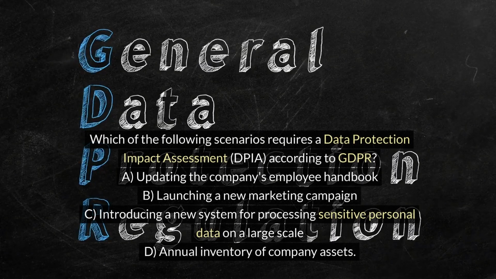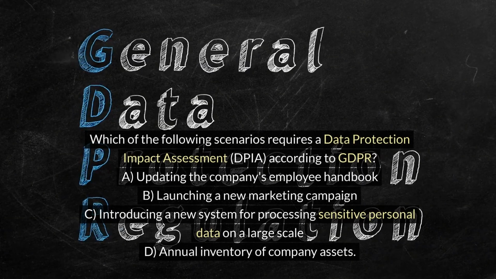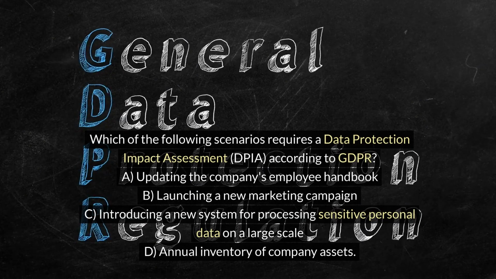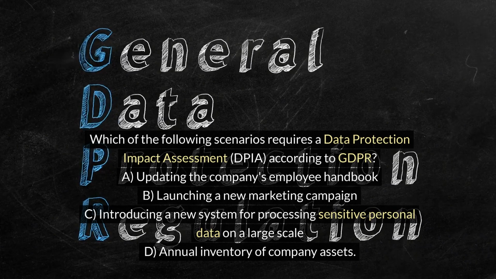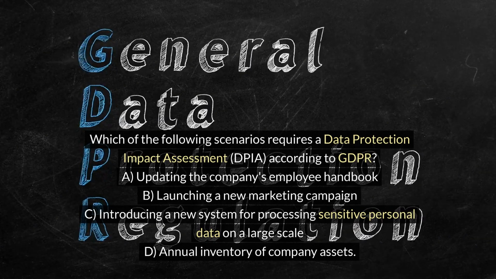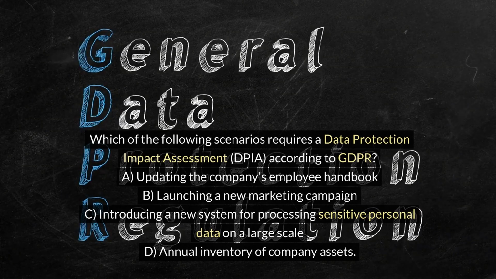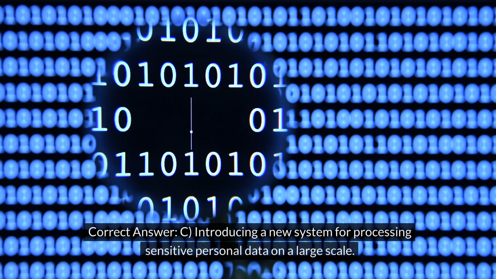Which of the following scenarios requires a data protection impact assessment, DPIA, according to GDPR? A. Updating the company's employee handbook. B. Launching a new marketing campaign. C. Introducing a new system for processing sensitive personal data on a large scale. D. Annual inventory of company assets. Correct answer. C. Introducing a new system for processing sensitive personal data on a large scale.